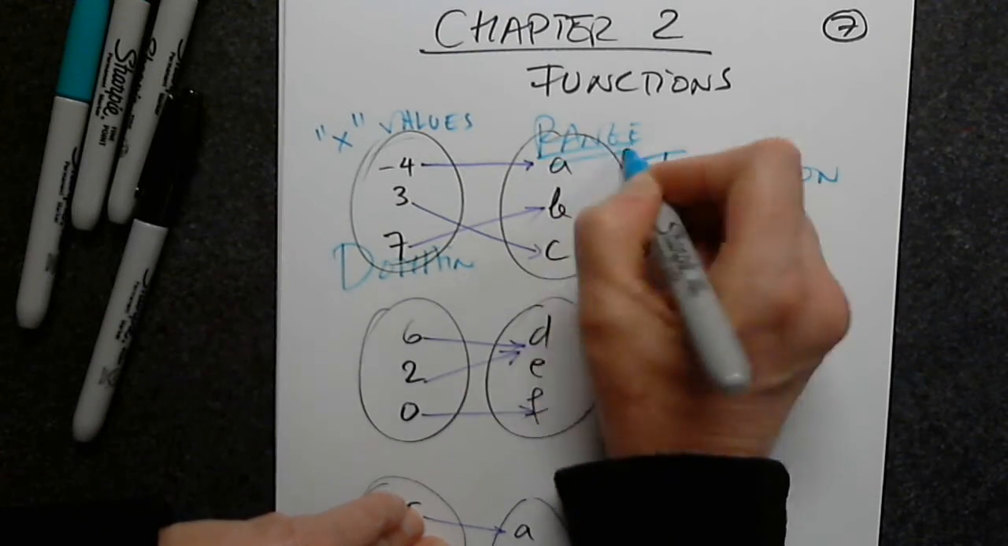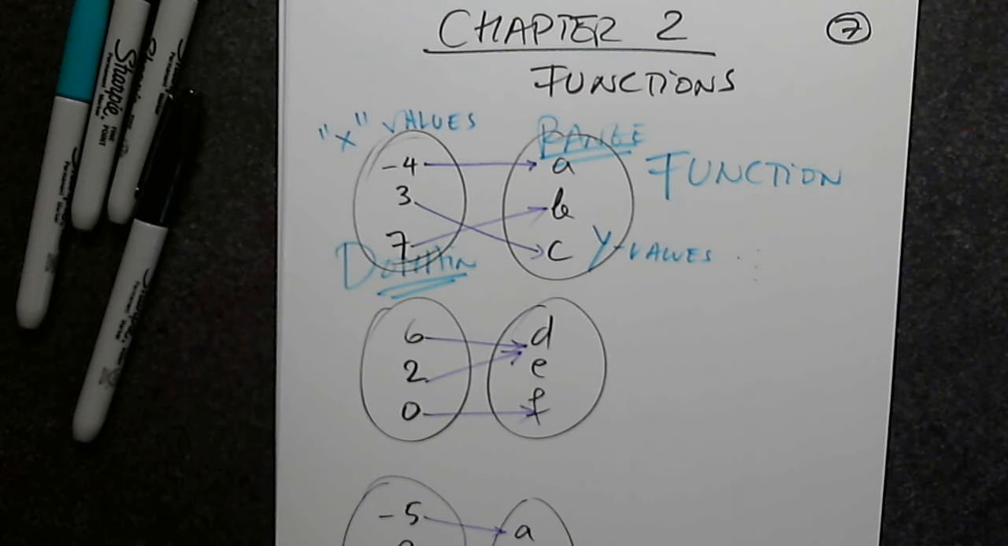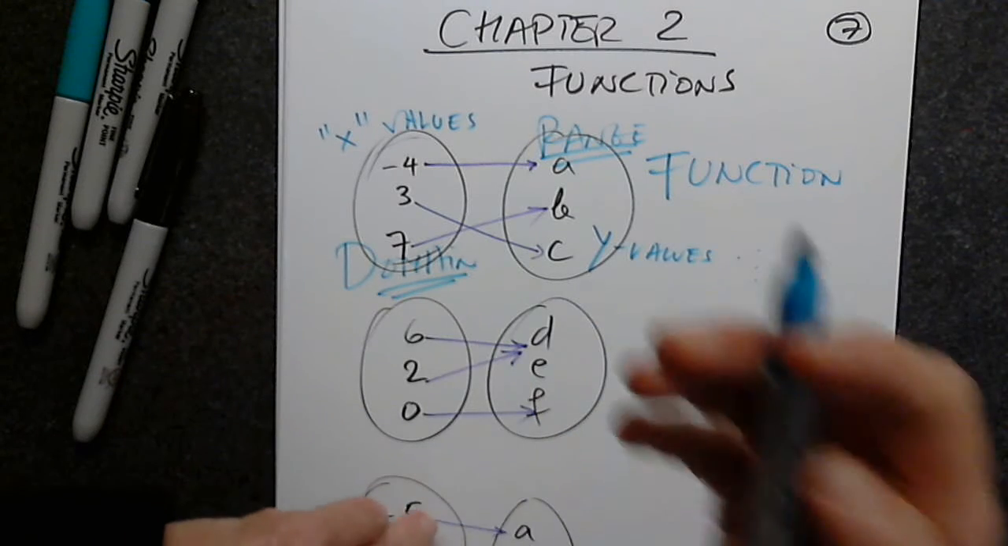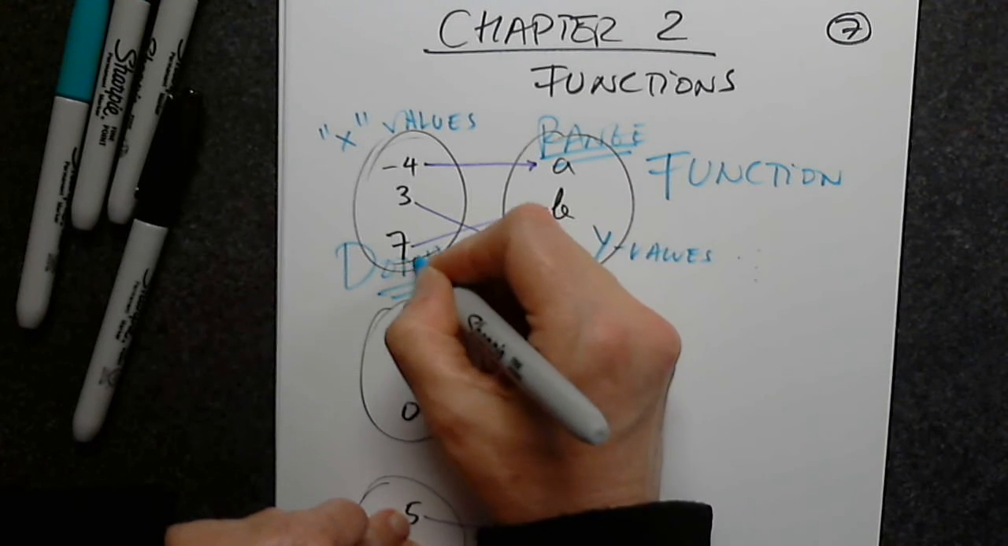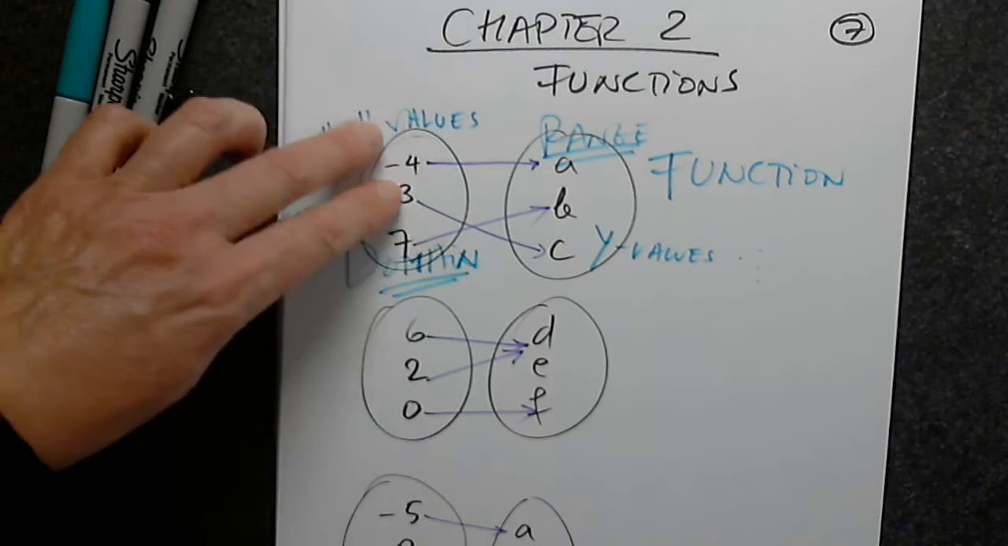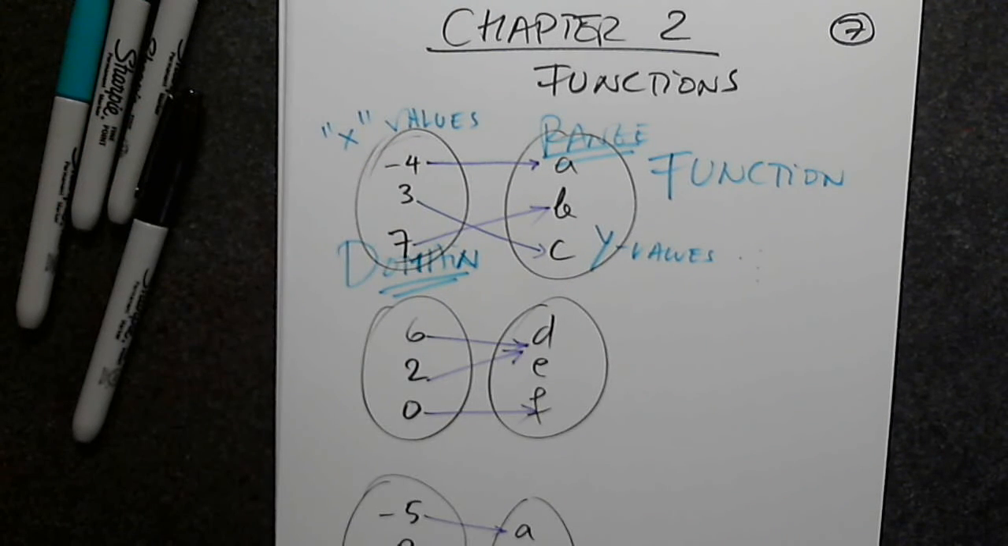Perfect. Say it again. Domain. So domain and range. Domain, I pick x from, and range, values of y. This is a function, one more time. Each x corresponds to only one y.